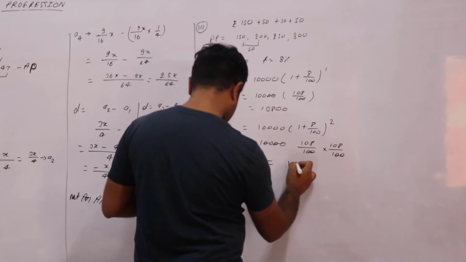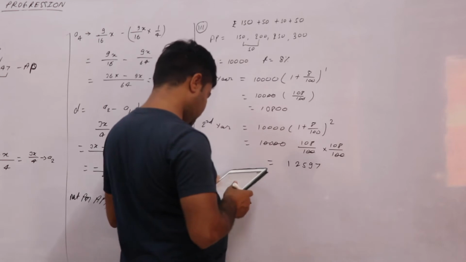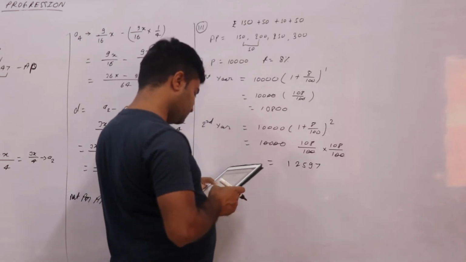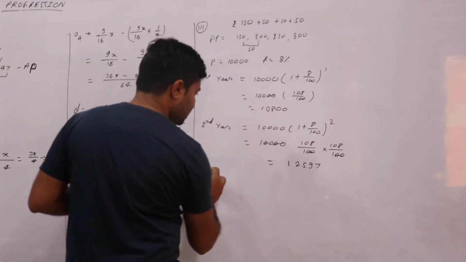Multiply. This much you will get. Getting? Yes or no? Acha. Now find for the third year.